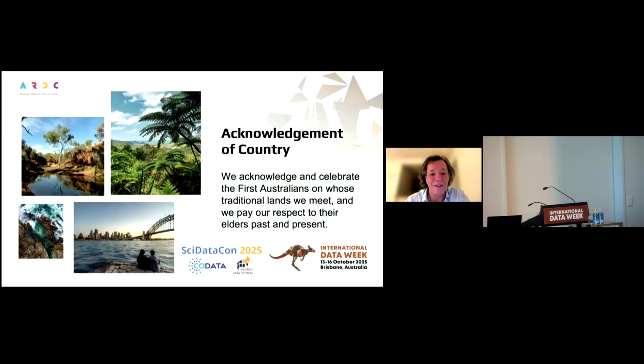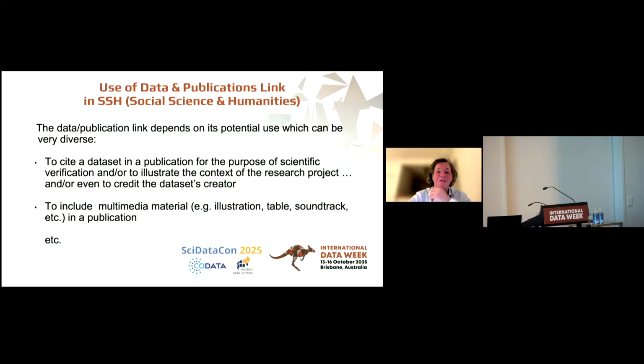So this is a slide for the country. In social science and humanities, linking data and publication is relatively new. It's not very organized in a way, and it's something that we want to foster, and we also want to facilitate for people the way they can link data and publication.